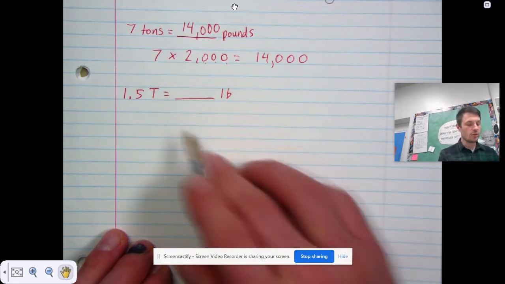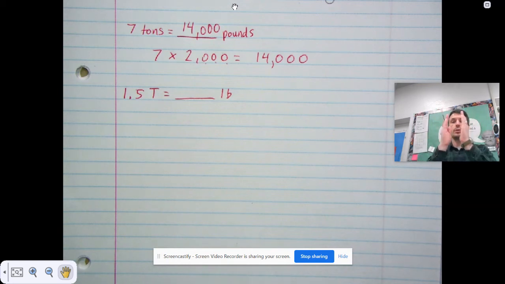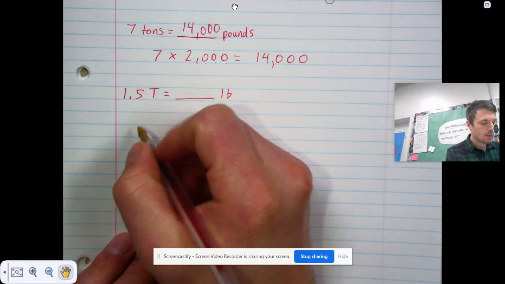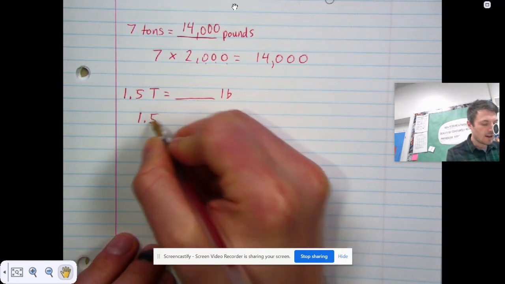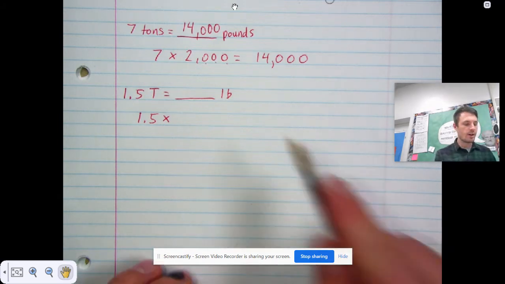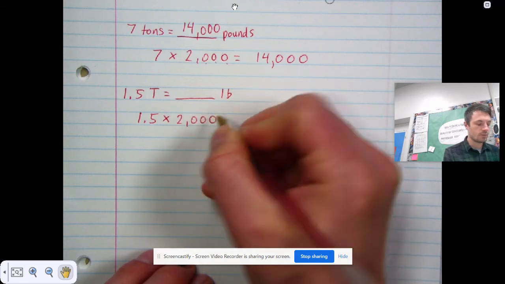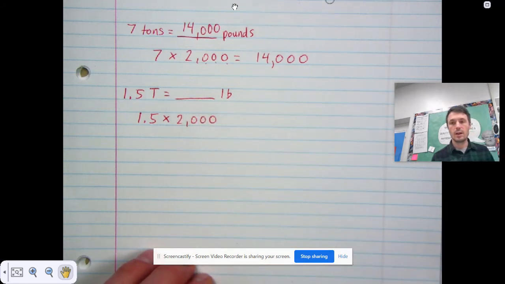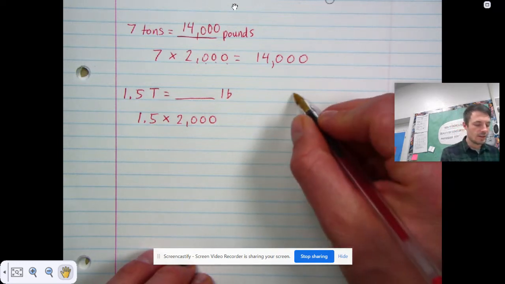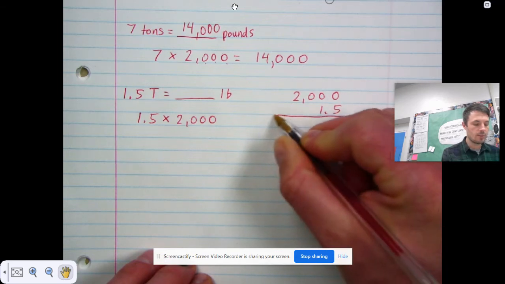Okay, so we're going from tons to pounds. We're going from a larger unit to a smaller unit, so we're going to multiply. Okay, now 1.5 times what? Times the amount of pounds that can fit into 1 ton, which is 2,000. Now we could set this up like this. Remember, we don't have to line up.